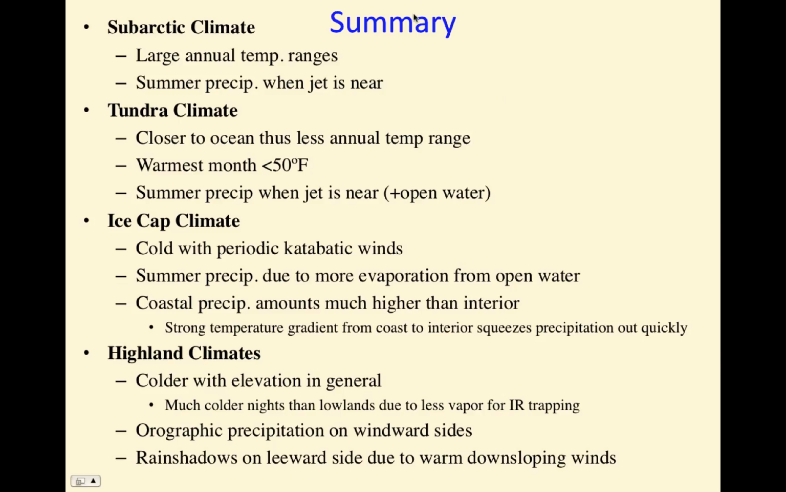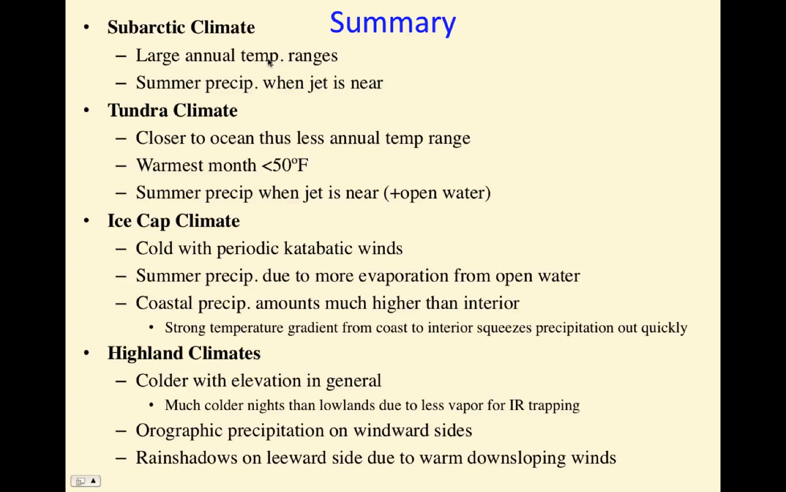In summary, for the polar regions and the highland climates, first we look at the subarctic climate, which has the world's largest annual temperature ranges. Part of that was the continentality there, part of it was the latitude, and part of it really was the ice albedo feedback. If you can produce a lot of ice and snow in the winter, that's going to keep you cold, and then you melt it during the summer, that's going to be anomalously warm compared to your cold winter.